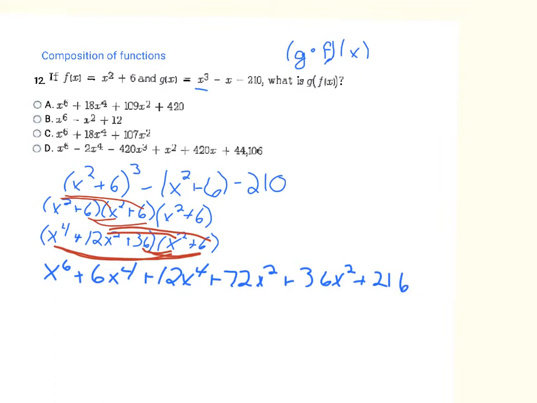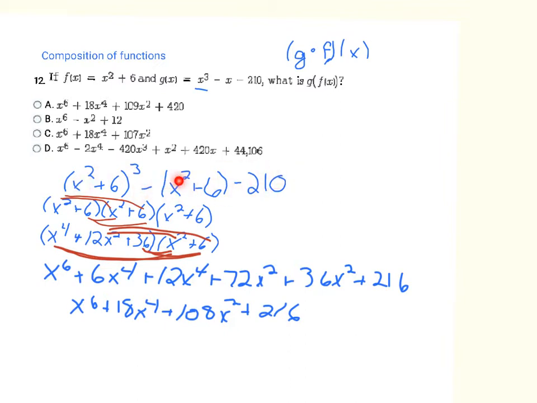And then I'm going to combine like terms. So there's only one x to the 6th term, so that stays. I combine my x to the 4th terms, and that gives me 18x to the 4th. Combine my x squared terms, and that's going to give me 108x squared plus 216. And now that takes care of this part, and now I have to look at this part.